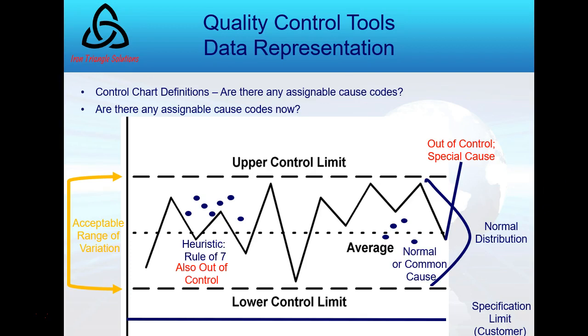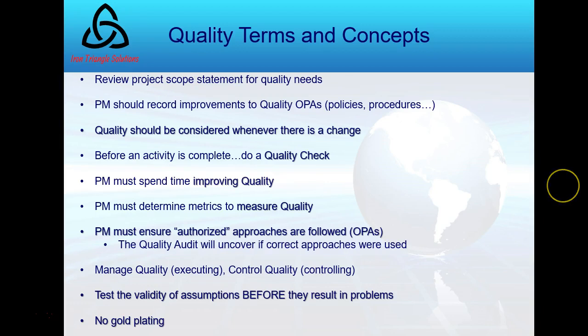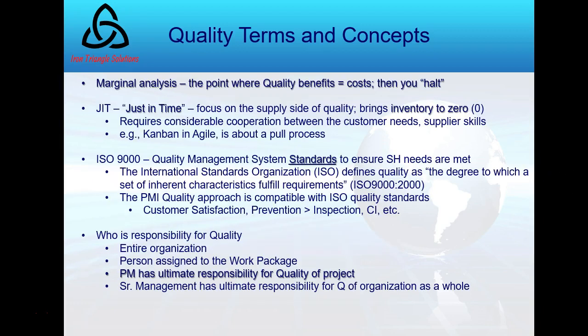Assign a cause code. Normal cause, or they call it common cause. I'm not assigning a cause to it. Those dots on the right, that's natural variation.